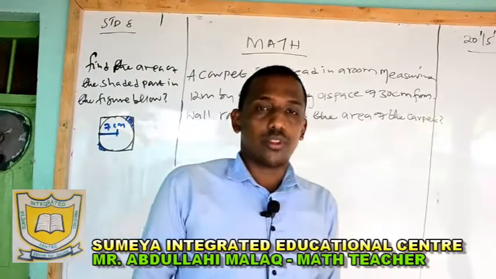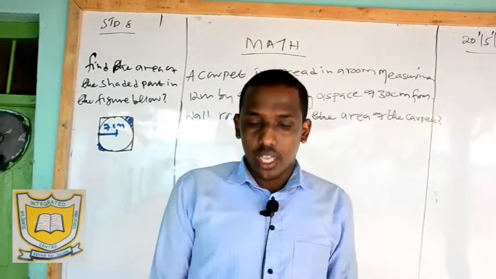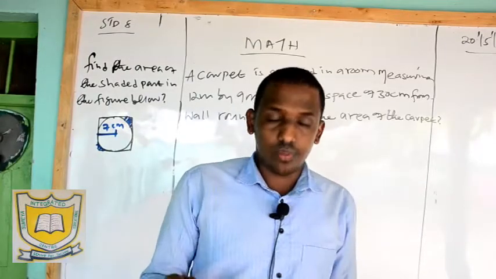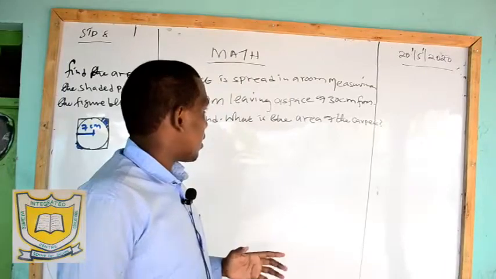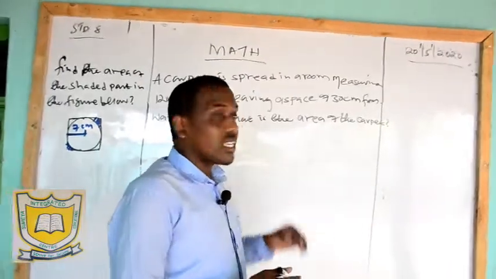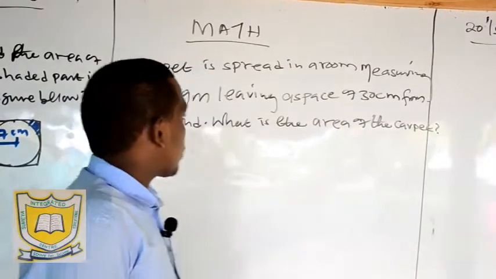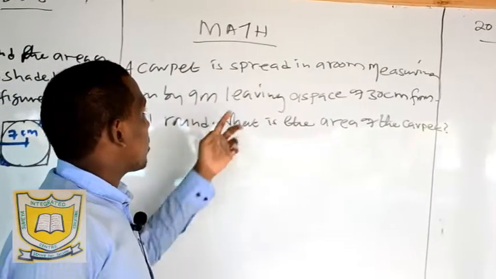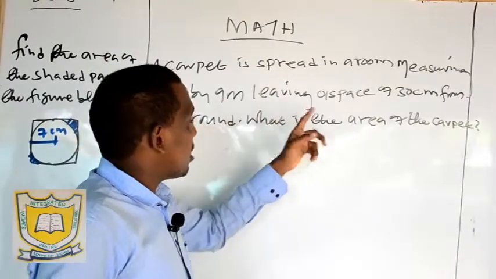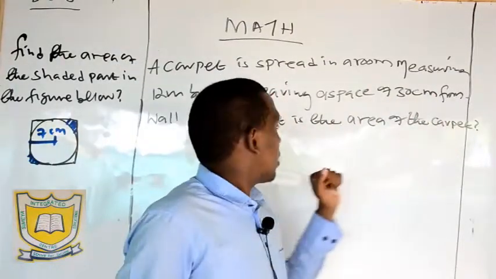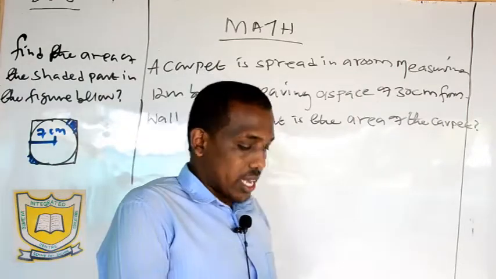Remember, we have been dealing with area, and I'm repeating one of the questions that we did yesterday, the last question in our lesson. That was our 14th lesson of mathematics. I have seen that it was a challenge to the learners, and it's examinable also. So here you are told a carpet is spread in a room measuring 12 meters by 9 meters, leaving a space of 30 centimeters from the wall all round. What is the area of the carpet?